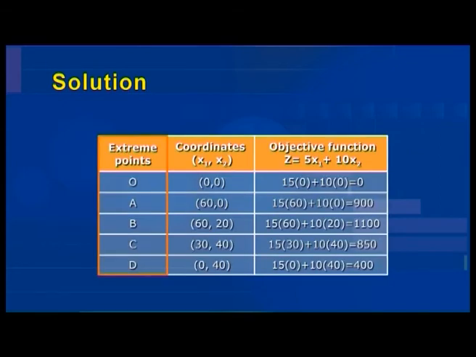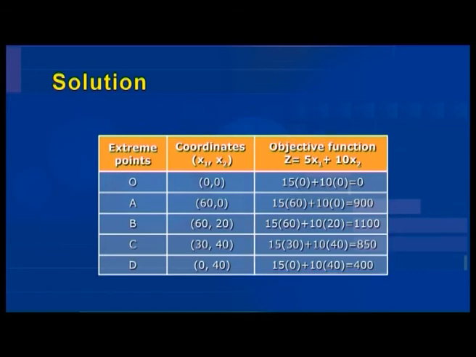The first column is the extreme points O, A, B, C, D, and the second column is the coordinates x1, x2, which are 0, 0; 60, 0; 60, 20; 30, 40; and 0, 40. The third column shows the objective function value, Z equal to 15x1 plus 10x2.